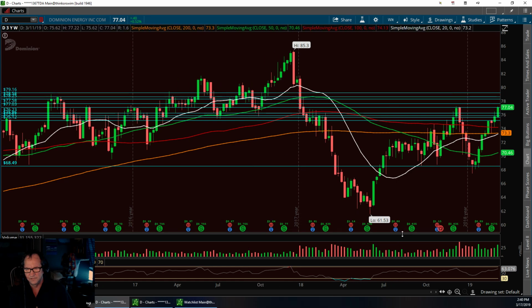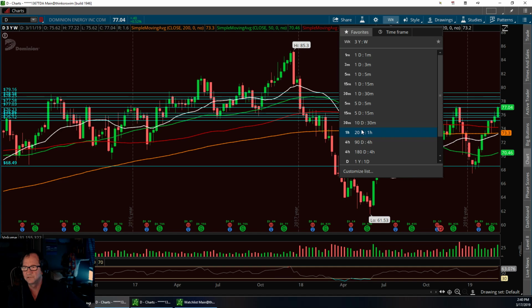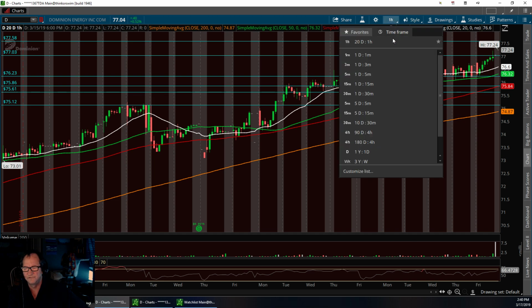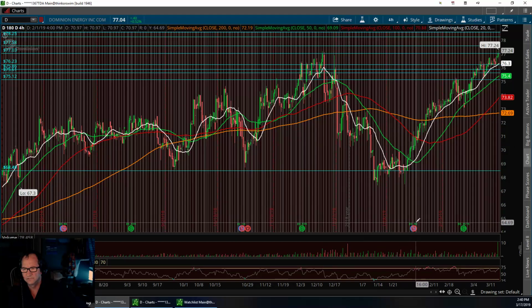Okay. Let's see if we can break out of this double top here. If we can do that, we're going to hit these other resistances up in this wall. I'm going to go back to a 20-day. The next resistance is going to be right around 77.58. Let's go to a 180-day, 4-hour.